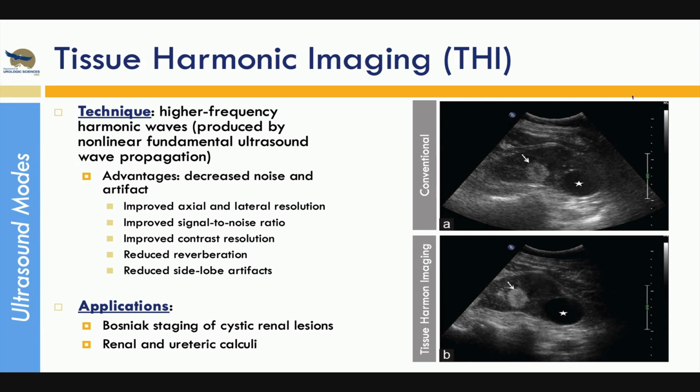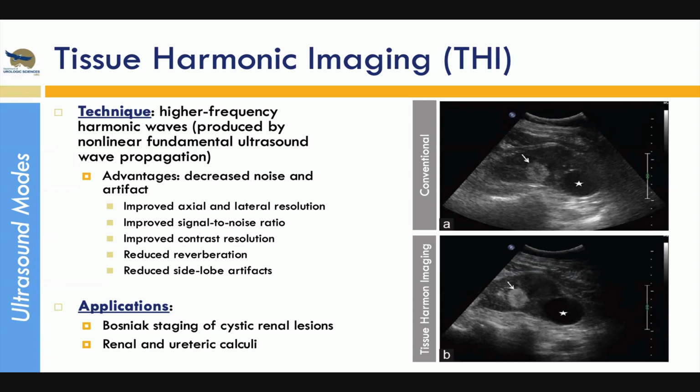In the first image up there, where the positive arrow sign is, the conventional image, you don't really see the internal details of the mass very well, versus the second, tissue harmonic imaging, where the edges are much crisper. You can see where the architecture changes compared to the normal parenchyma. So it's very helpful in finding a Bosniak classification.